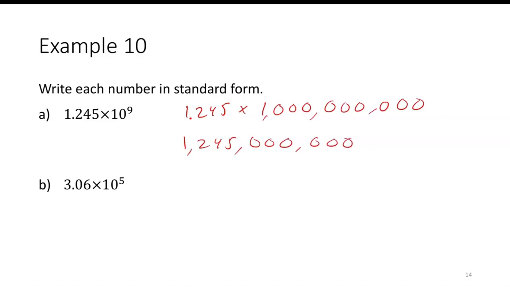So 1,245,000,000. If I have 3.06 times 10 to the 5th, this is really 3.06 times 100,000. I would need to move the decimal 5 places to the right. So this becomes 3, and then there's 1, 2, and then 3, 4, 5. This becomes 306,000.